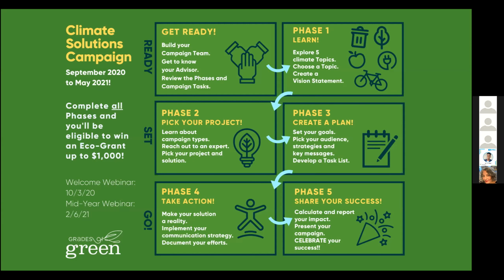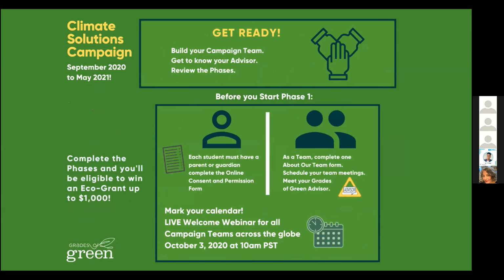So let's look at Get Ready. In the Get Ready phase, that's where you are now. Students are going to build their team. They're going to get to know their advisors. They're going to review the phases in the online guidebook, and then they'll attend the welcome webinar on October 3rd, which is next weekend. And that webinar is going to give the students a short intro to climate science and environmental justice, an intro into the campaign, and how they can win the eco grants.